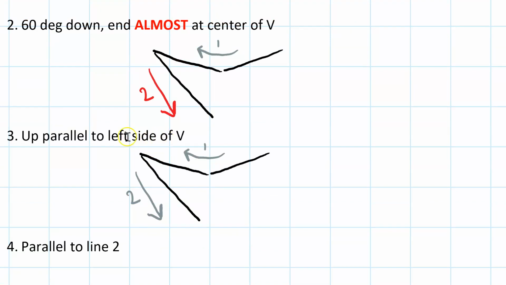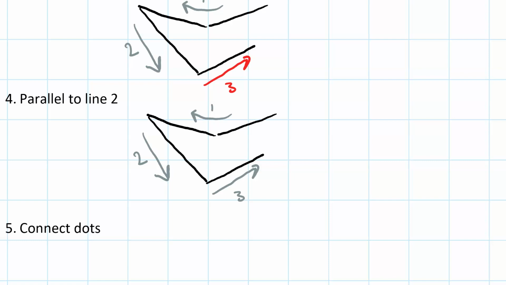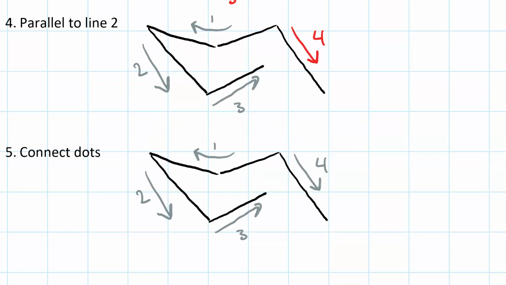For step 3, we're going to go up, and we're going to go parallel to the original side of our first stroke, not the left side. Right, so we're going to come up this way, and we're not going to end on the vertical, we're going to end just before it. Okay, so that is step 3. Now, step 4 is to draw a line that is the same length as line 2 and parallel. Like that. So that's number 4. Step 5 is to close the ring, so you just connect the dots.